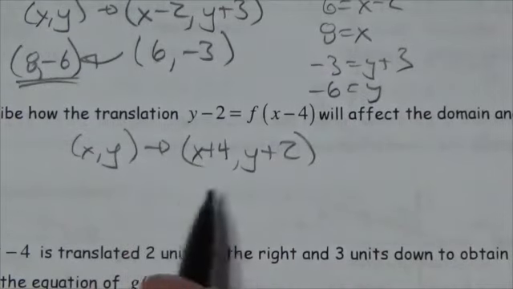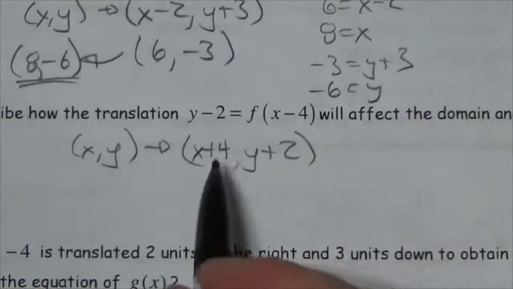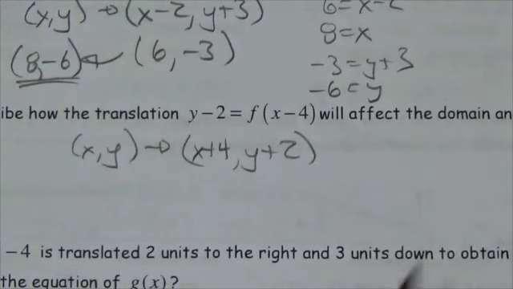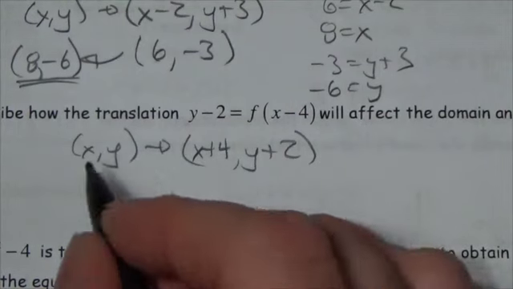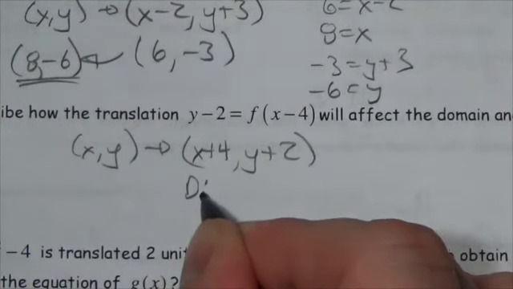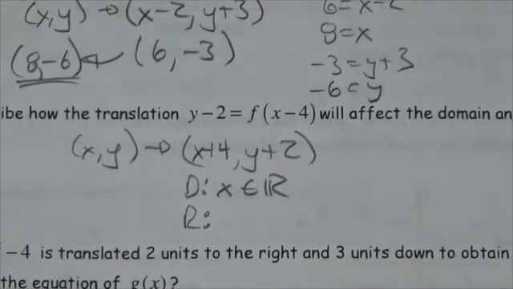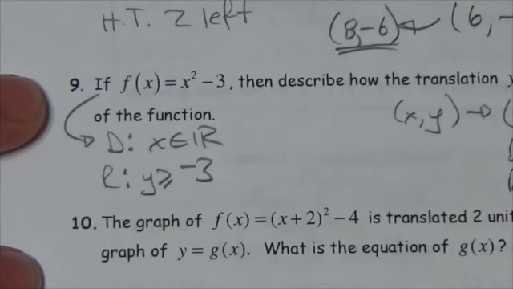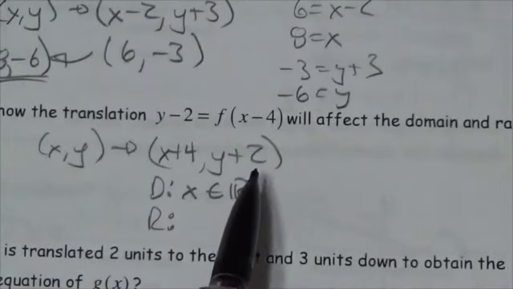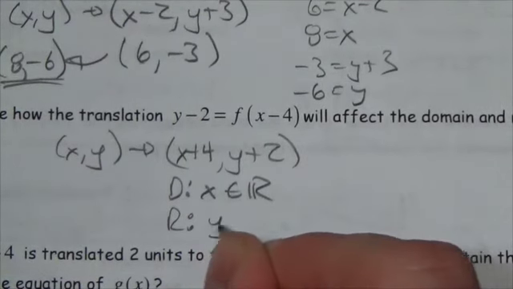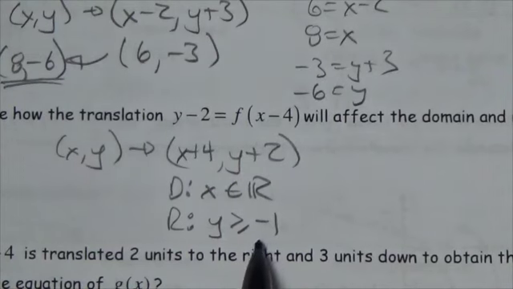Now, think about what this is going to do to my graph here. If I translate the entire parabola 4 to the right, nothing changes. It was an infinite domain anyway, so my new domain here is still going to be x is an element of the reals. My range, however, will get affected, because my range originally was greater than or equal to -3, and now I'm going to move that 2 up. Well, what's 2 up from -3? -1. So y is greater than or equal to -1.